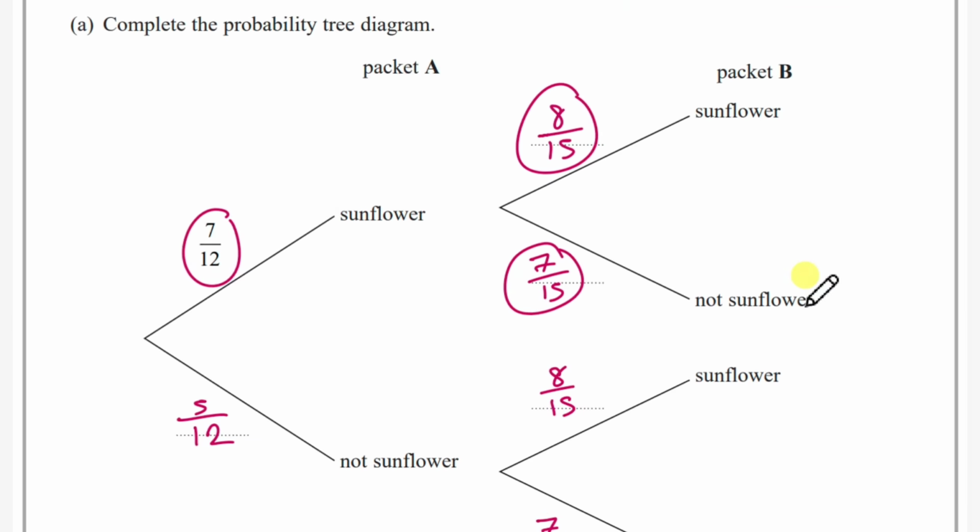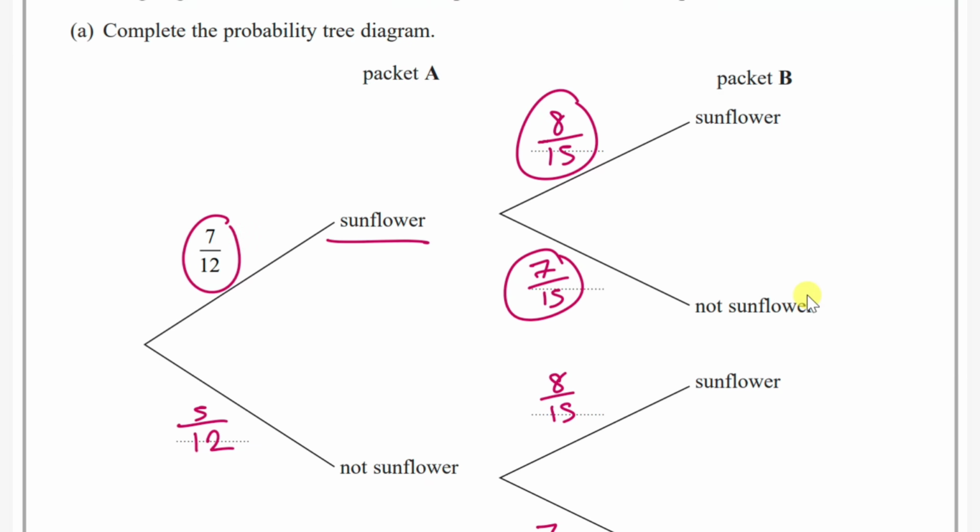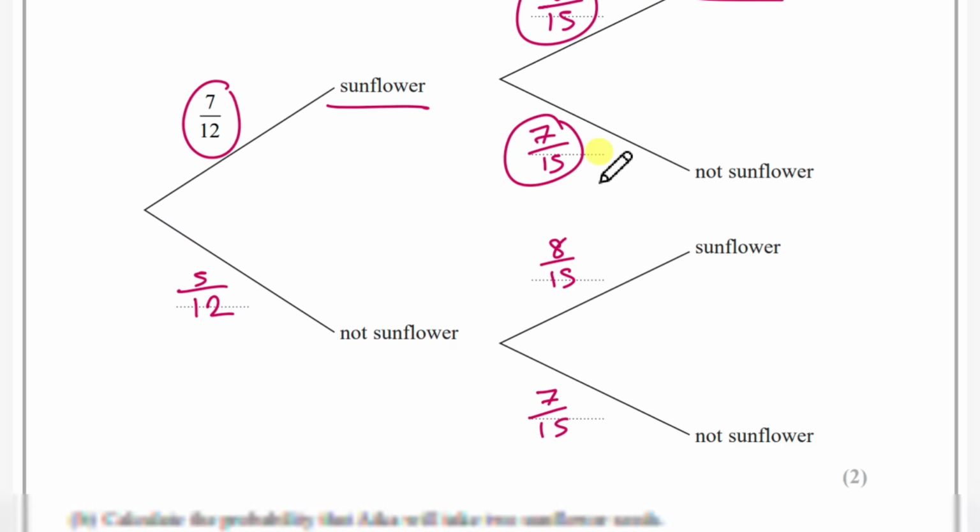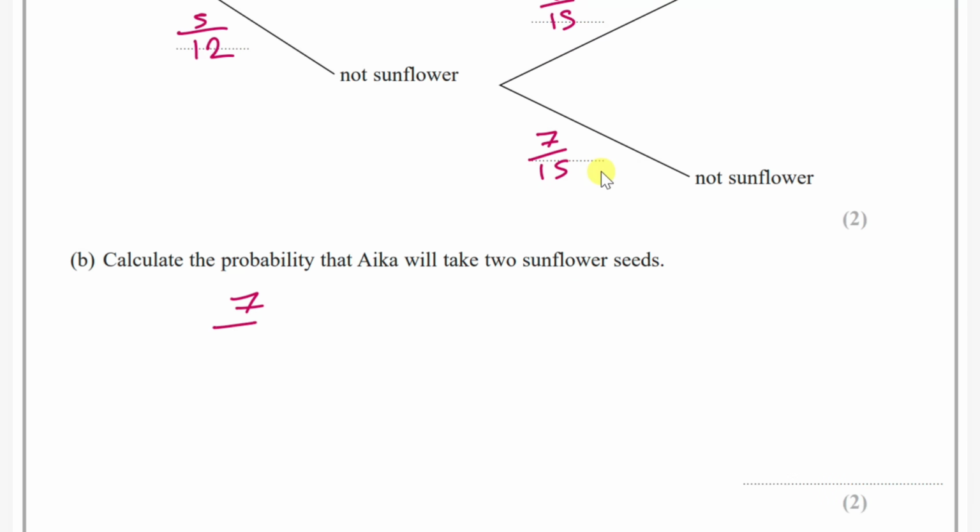Now, calculate the probability that ICA will take 2 sunflower seeds. So you just follow the sunflower tree. So it'll be sunflower here and sunflower there. So it'll be 7 over 12 times 8 over 15. So let's write it down. 7 over 12 times 8 over 15. And just, again, put that in your calculator. And you should get 14 out of 45, which is simplified. Again, leave as a fraction, yeah?